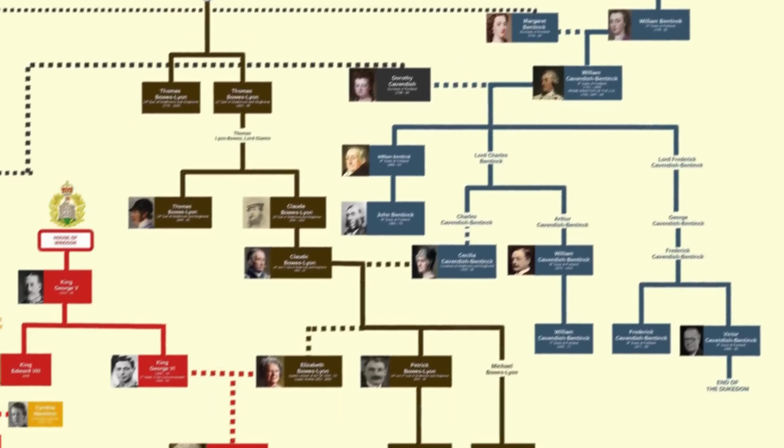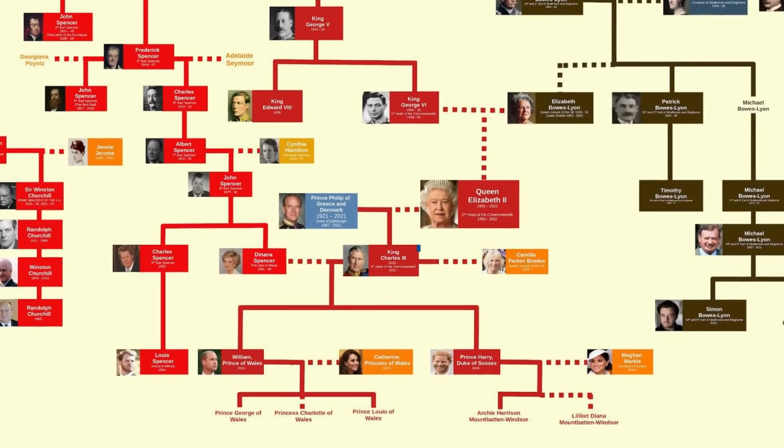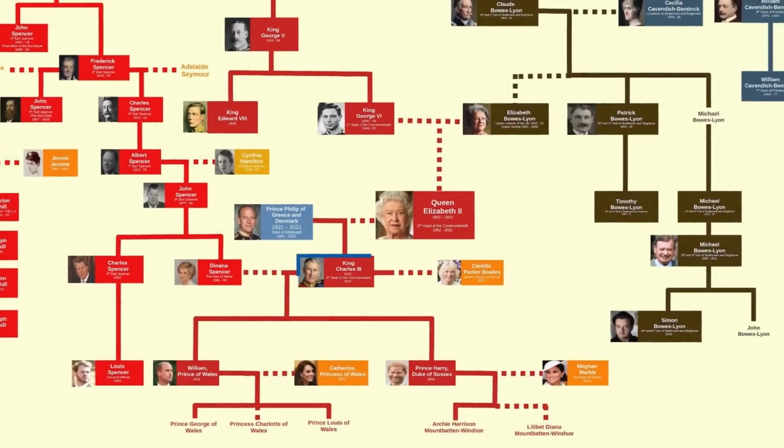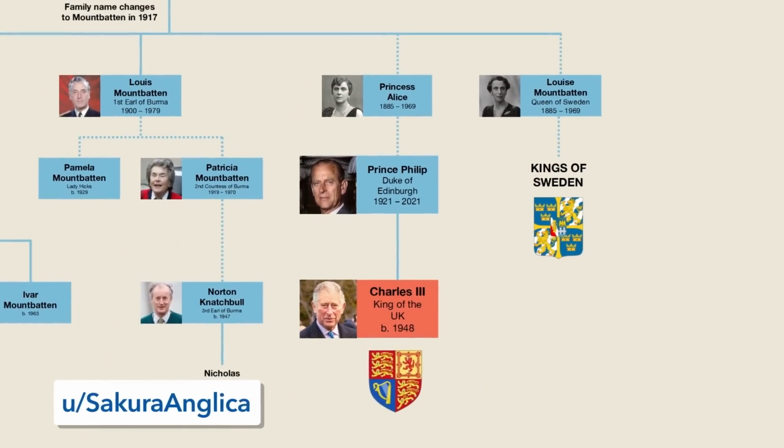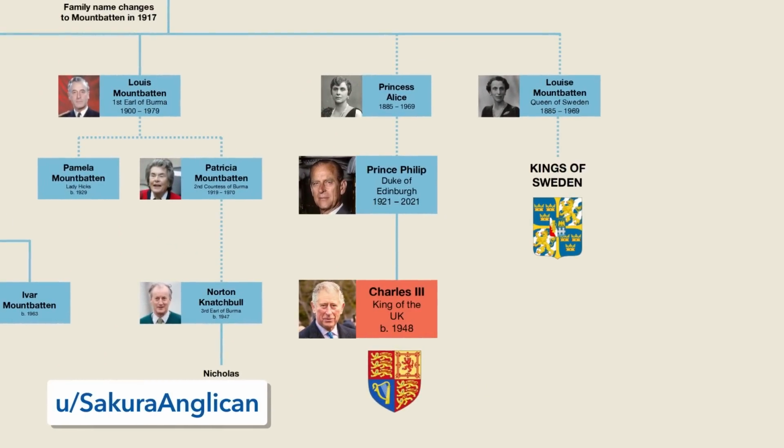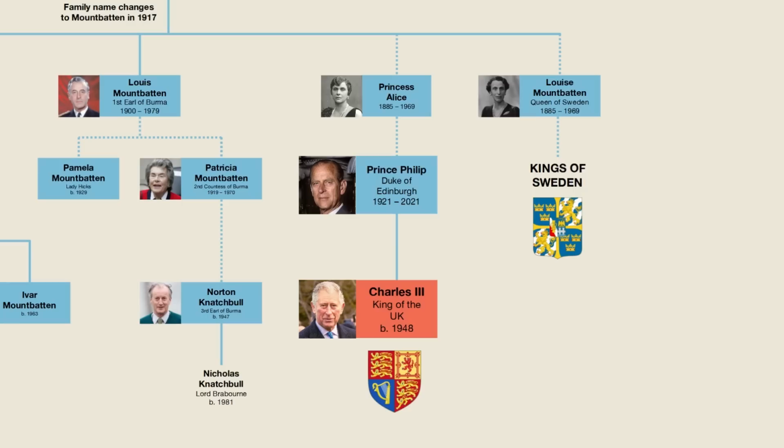Now, whereas the Queen belonged to the House of Wettin, Charles, through his father, belongs to the House of Mountbatten, which is what this chart focuses on. However, please note that the House of Mountbatten is not actually the agnatic house of King Charles. Technically, Charles III belongs to the House of Glücksburg, which is the house of his father's father. The House of Mountbatten is actually the house of his father's mother.